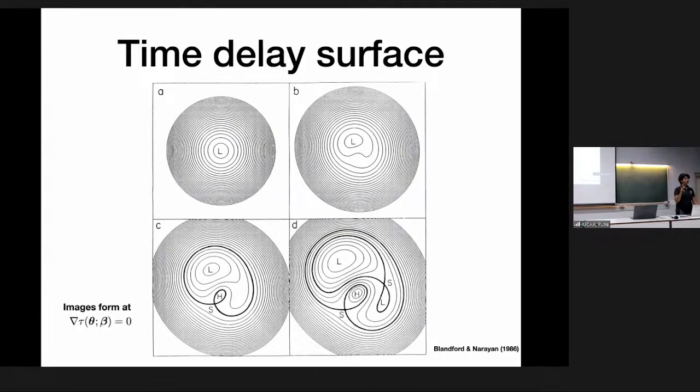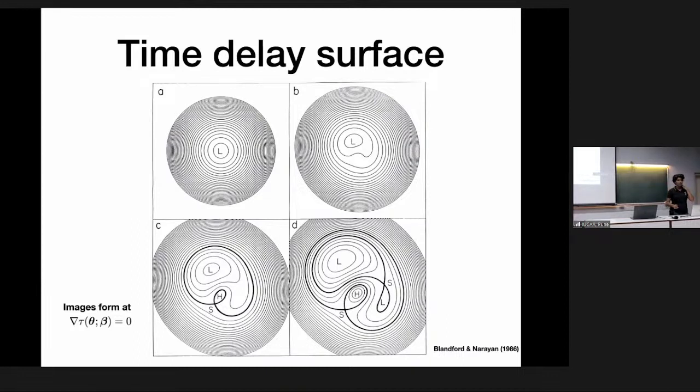The arrival time of the light rays. So any contour is a constant value of the arrival time. Now, what do the saddle points correspond to? These are the locations where the images are formed. If you look at the topology of this time delay surface, it will be a saddle point, meaning in one direction there is a dip, and in the other direction there is a peak.